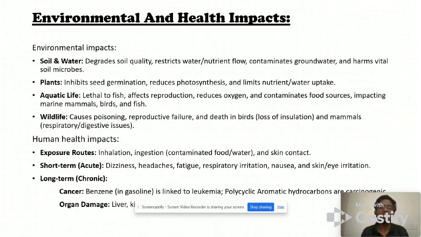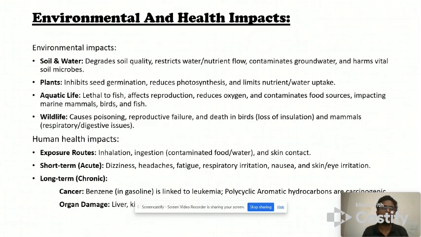So, what are the environmental and health impacts of these petroleum hydrocarbon pollutions? Environmental impacts include soil and water effects, where the soil quality degrades and restricts the water or nutrient flow, contaminates the groundwater, and harms soil microbes. They also inhibit seed germination, reducing photosynthesis and limiting nutrient and water uptake in plants.